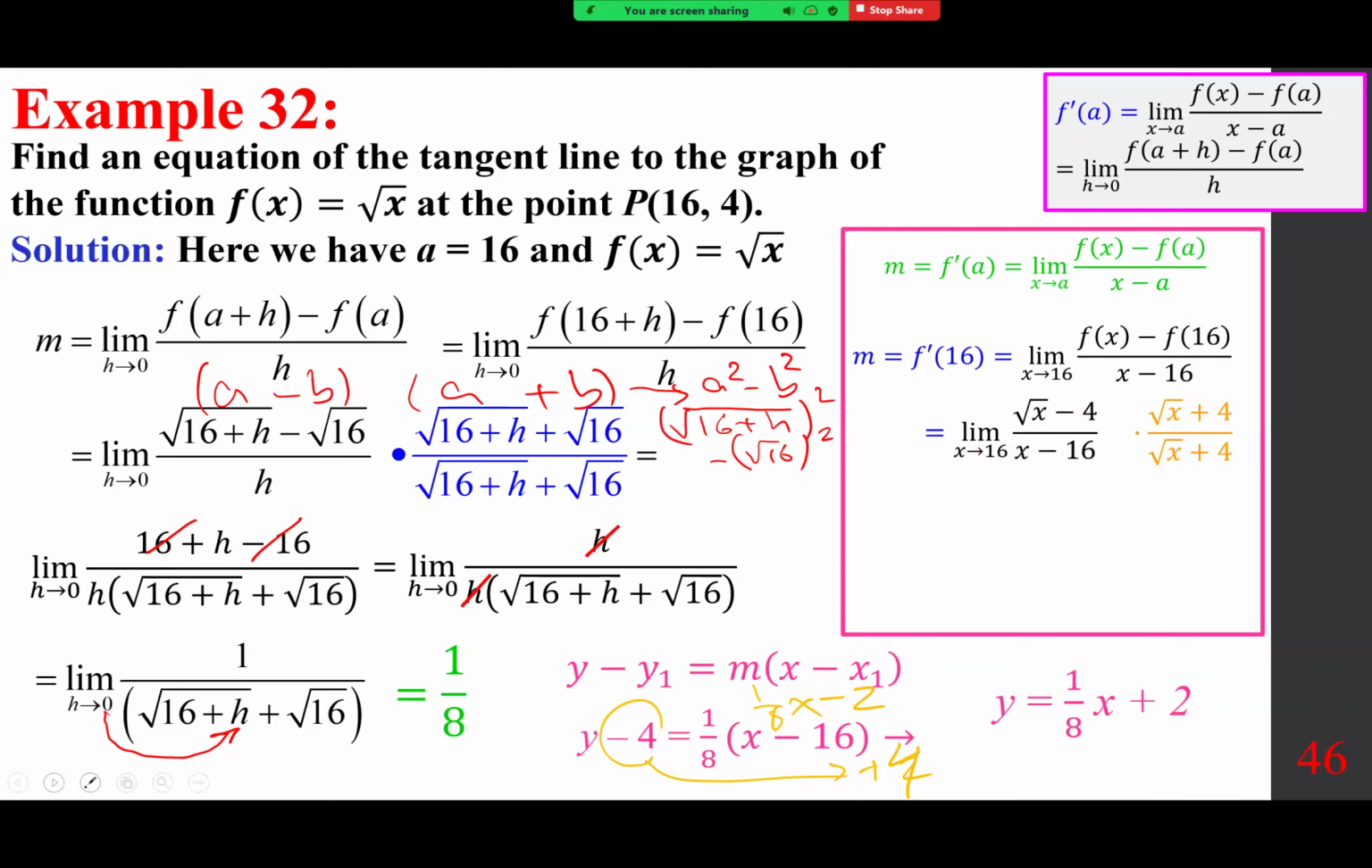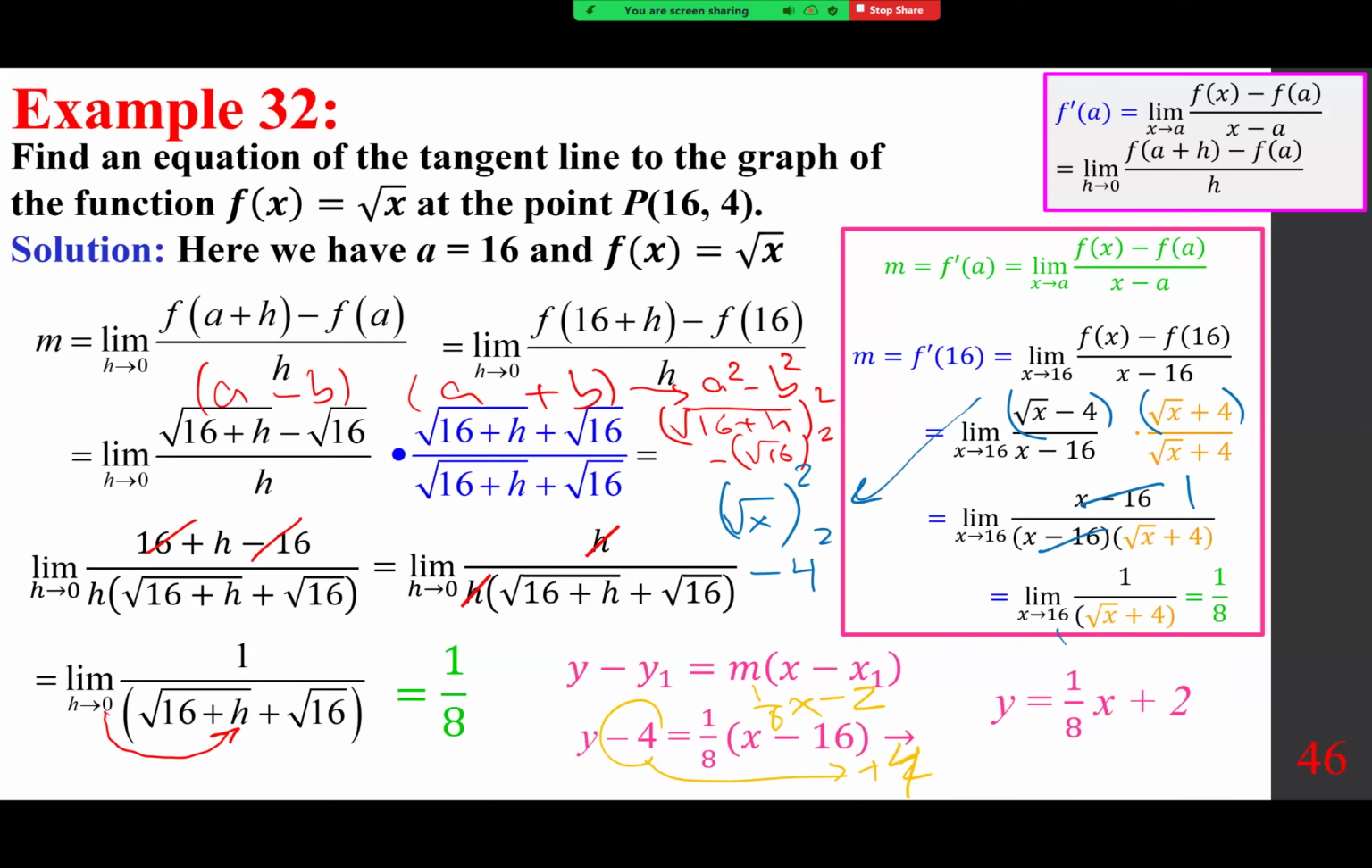Now, what is the numerator? And I hope you recognize this product as square root of x, quantity squared, minus 4 squared, which makes it x minus 16. These two cancel each other. And now if you plug in 16, you get the same slope, 1 over 8, that you got here. Same answer. Again, two different ways. Do we have to do it both ways? Absolutely not. That's it.